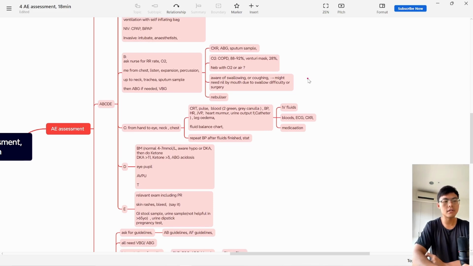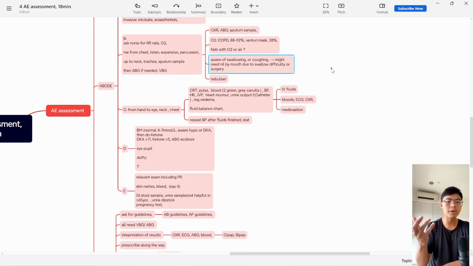Nebulizer, the nurse might ask you if you want to do it with oxygen or air, so double check with the patient's oxygen saturations. Something to be aware of is that if the patient has difficulty swallowing or is coughing non-stop, then you might need to make them nil by mouth because of the risk of aspiration pneumonia.